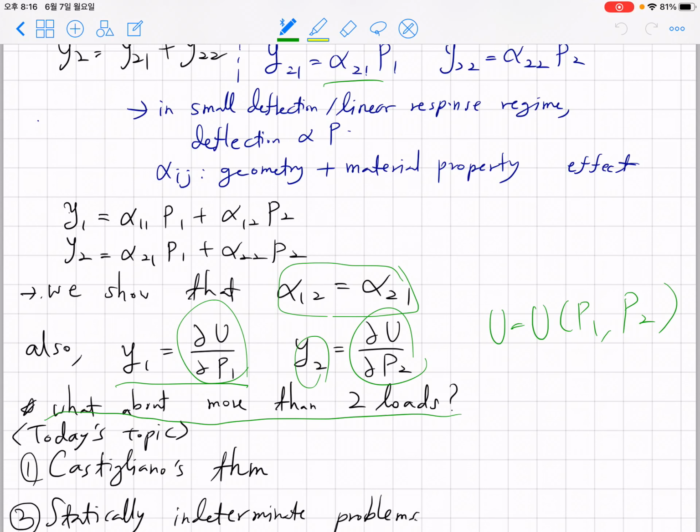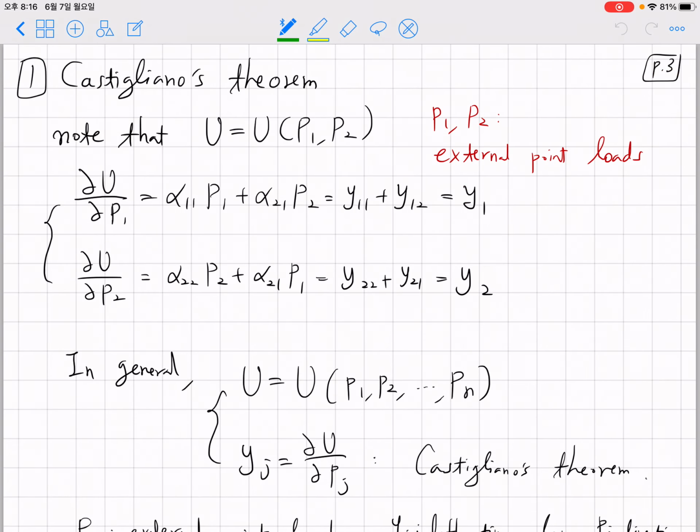So as I told you in the previous video, let's try to answer the question we raised in the previous lecture. Today we'll consider two topics. First we'll talk about Castigliano's theorem, which concerns multiple loads, and then let's consider another way of solving statically indeterminate problems based on Castigliano's theorem. So let's begin with the Castigliano theorem.